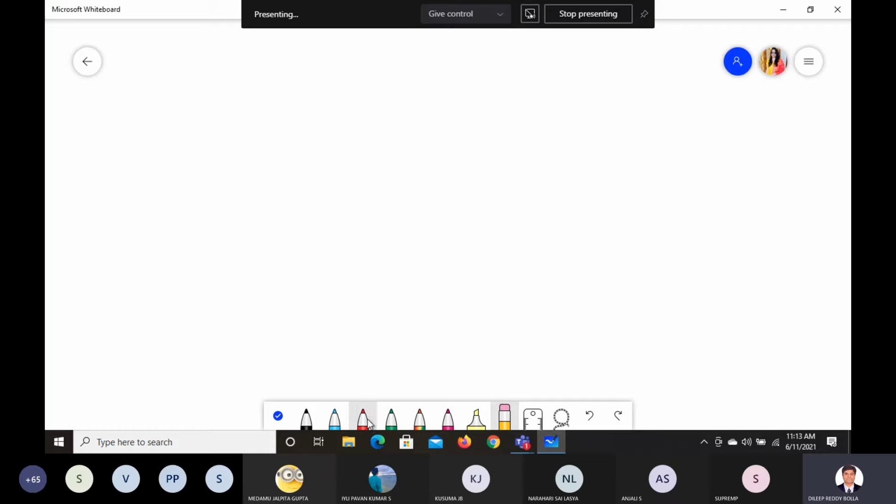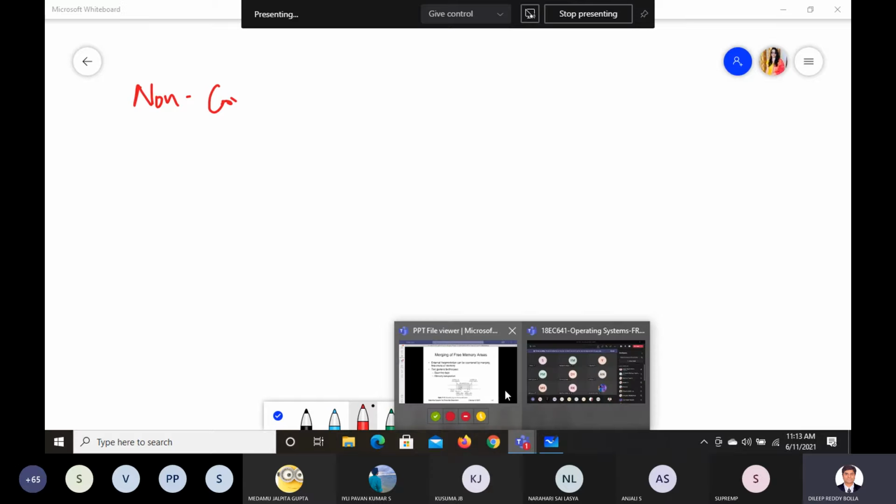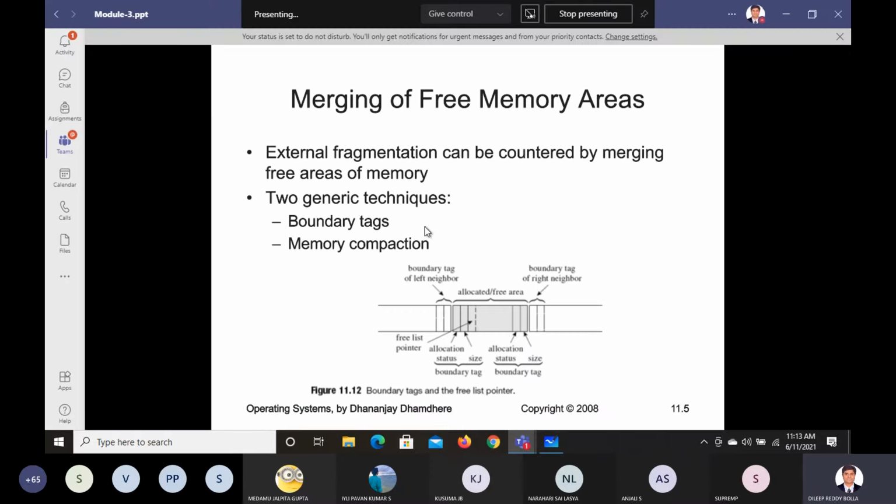Okay. So today's part, we are discussing non-contiguous memory. See this here. There is some portion of that which is not allocated, which is free. So this part is free. So that portion of that is called as what? Fragmentation, which we are not using. It's called as your fragmentation.